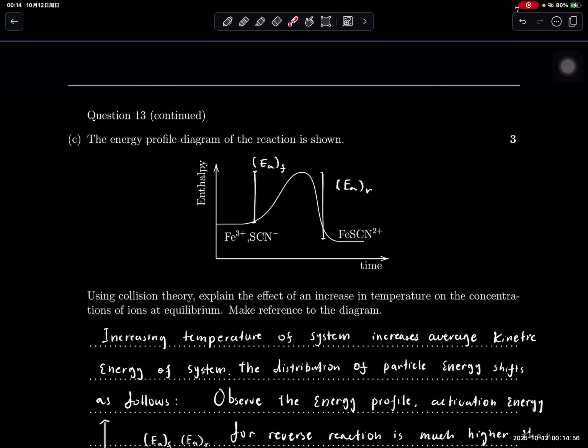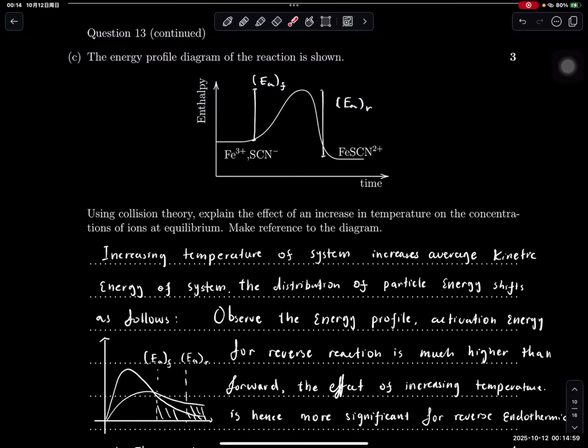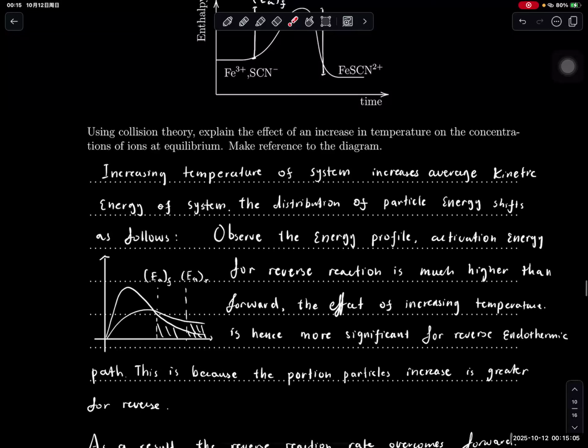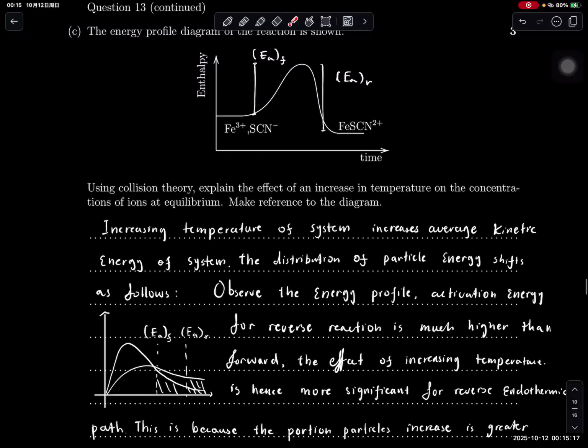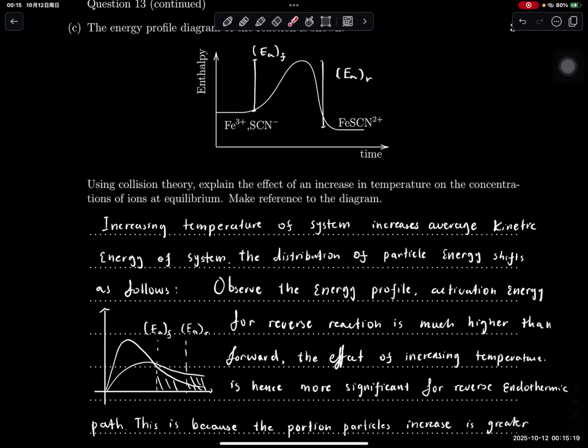But for students that can recognize this as an exothermic reaction, we can use collision theory and talk about it. You have to use the Maxwell-Boltzmann distribution to try to justify it. There's a larger portion of change in endothermic pathways. So let's use collision theory to explain. Increasing the temperature of the system will increase the average kinetic energy of the system, so that the distribution of particle energy will shift as follows.